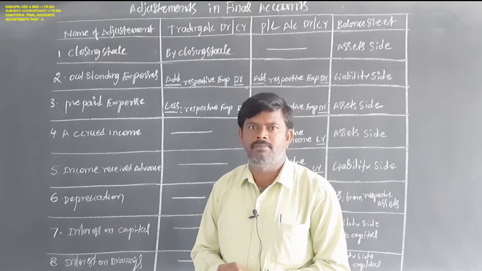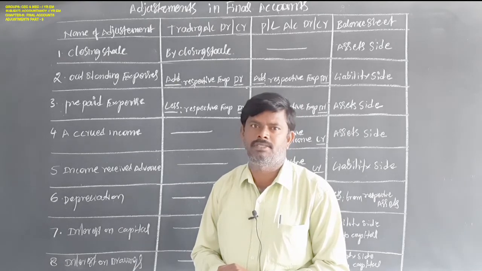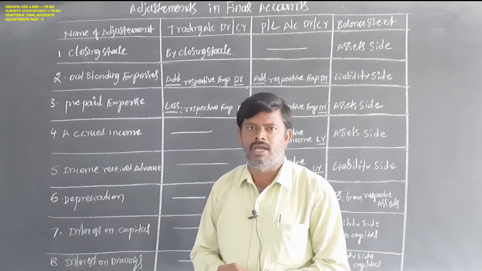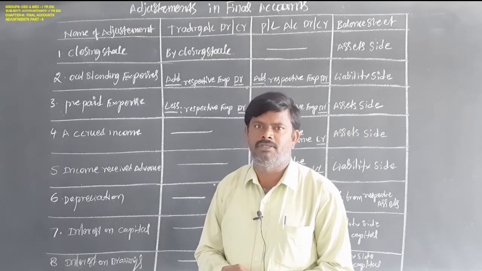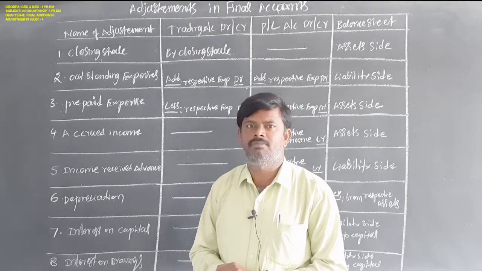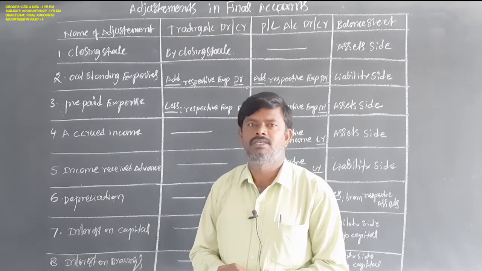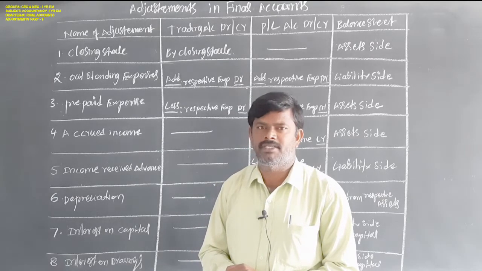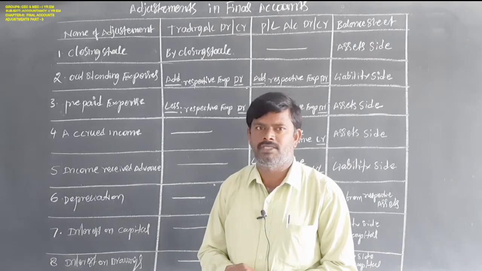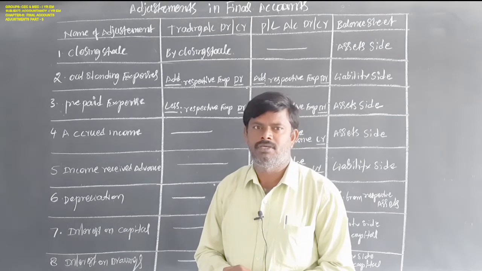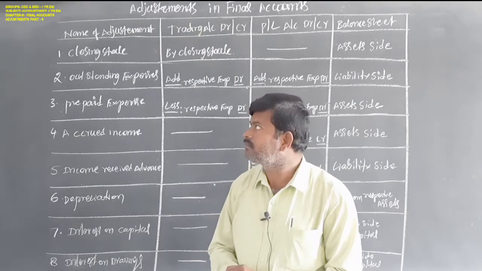Every adjustment must be recorded twice. One is in the trading account, another one is in the balance sheet. One is in the P&L account, another one is in the balance sheet, whatever it may be. So every adjustment must be recorded twice. Remember this one thing: in the trial balance, items are recorded only once, either in trading account or P&L account or balance sheet.